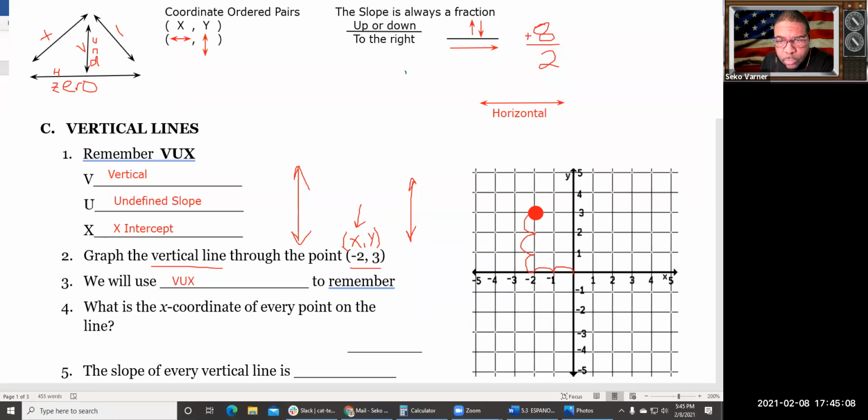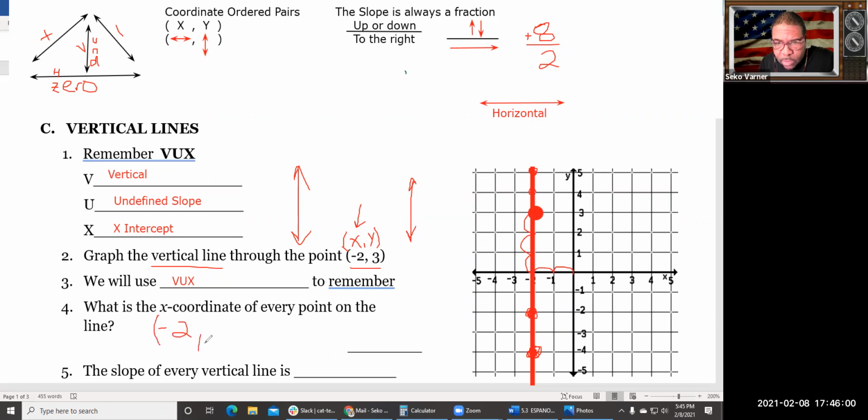So it says graph the vertical line. I never graphed a line. Let me go back and graph that line because I want to make sure that I get all the points. Okay, so I graphed a line. Good. What's the x coordinate for every point on the line? Every point on that line has an x of -2. This is at -2, this is at -2 for the x, this is -2 for the x. So the x coordinate for every point on the line is going to be -2.